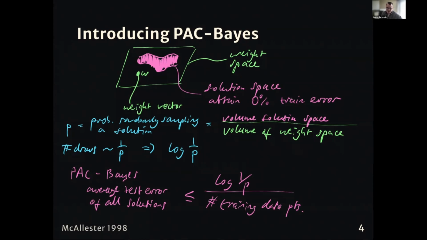And there are some things that make this a good fit for deep learning. Notice that it's not saying that there are no solutions that overfit. It's just saying that on average, the solutions would get low generalization error.